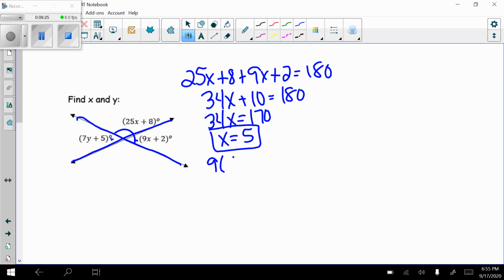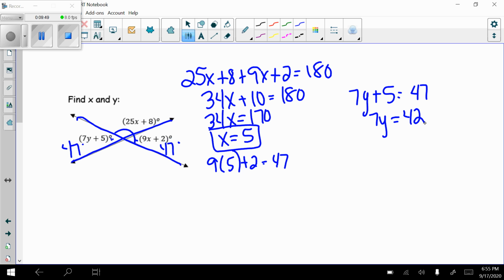So 9 times 5 plus 2 equals 47. So I know that this angle is 47 degrees. So I know that this one is also 47 degrees. So now I can say that 7y plus 5 equals 47. Subtract 5 from both sides, so I get 7y equals 42. Divide by 7, y equals 6. That's not the only way that I could have solved for y. That's one possible way that I could have.